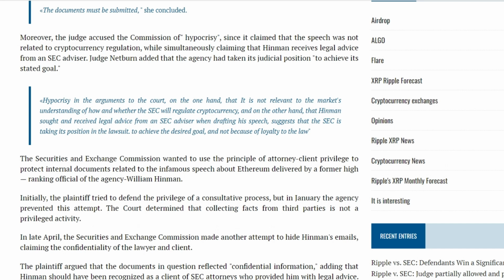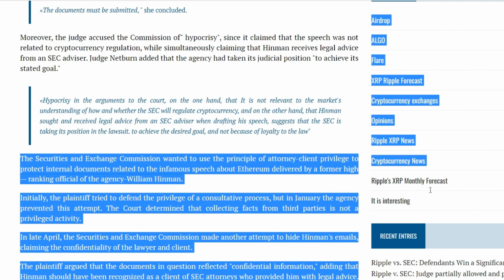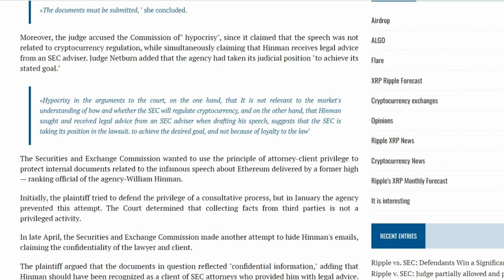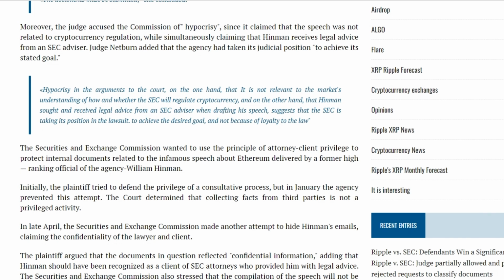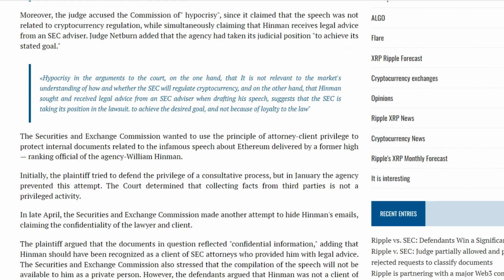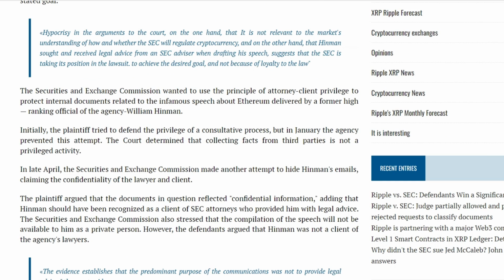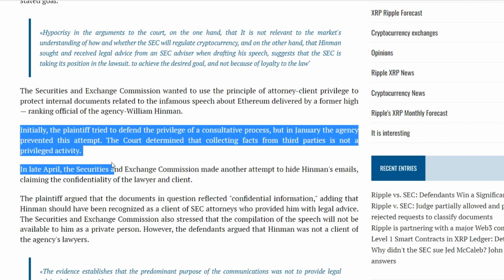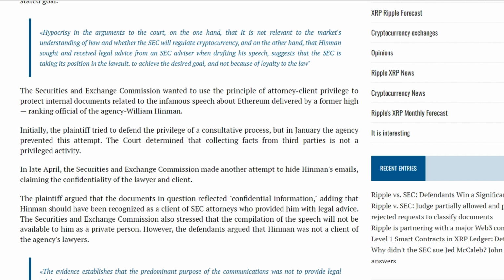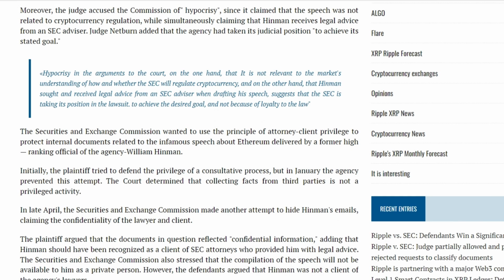The Securities and Exchange Commission wanted to use the principle of attorney-client privilege to protect internal documents related to the infamous speech about Ethereum delivered by a former high-ranking official of the agency, William Hinman. Initially, the plaintiff tried to defend the privilege of the deliberative process, but in January the agency prevented this attempt. The court determined that collecting facts from third parties is not a privileged activity. At the end of April, the Securities and Exchange Commission made another attempt to hide Hinman's emails, claiming the confidentiality of the lawyer and client.